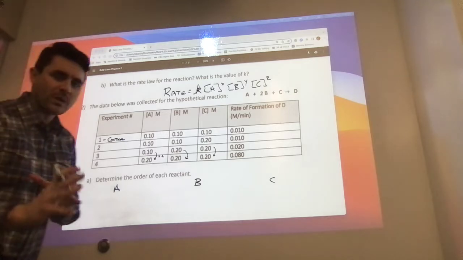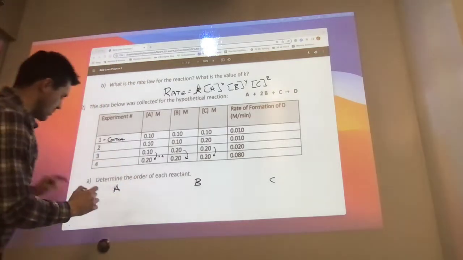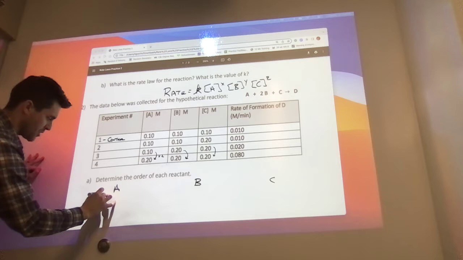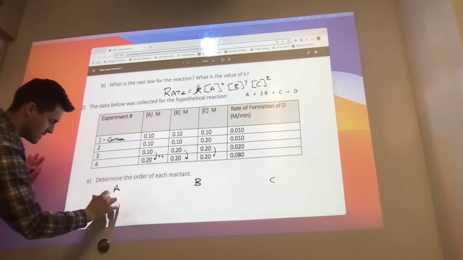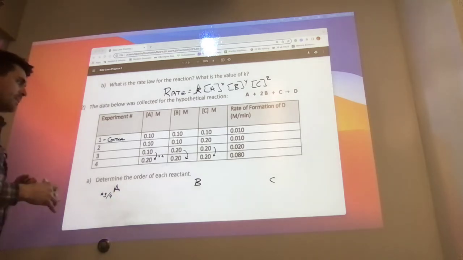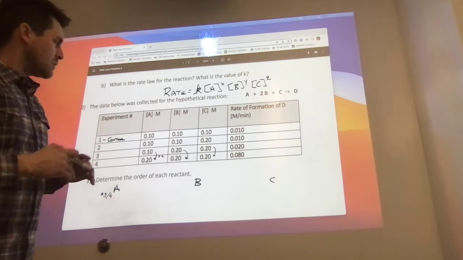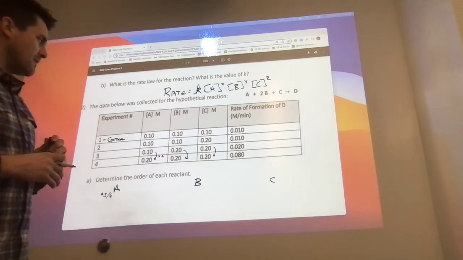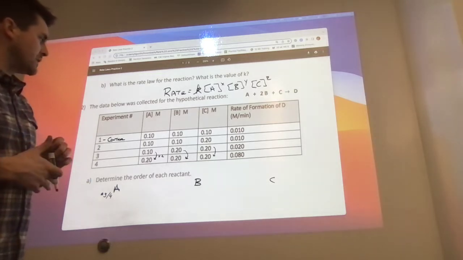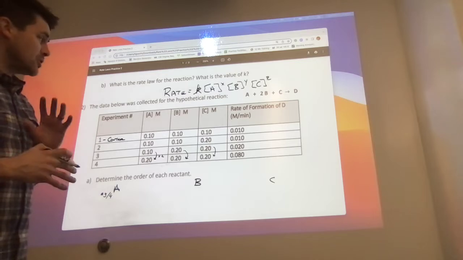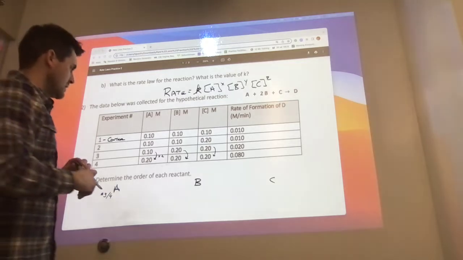Before we actually determine that order, let's say over here, we're going to use experiment numbers 3 and 4 for A. Now let's find B. With B, we want to do the same thing: find two trials, or two experiments, where A and C don't change, but B does.